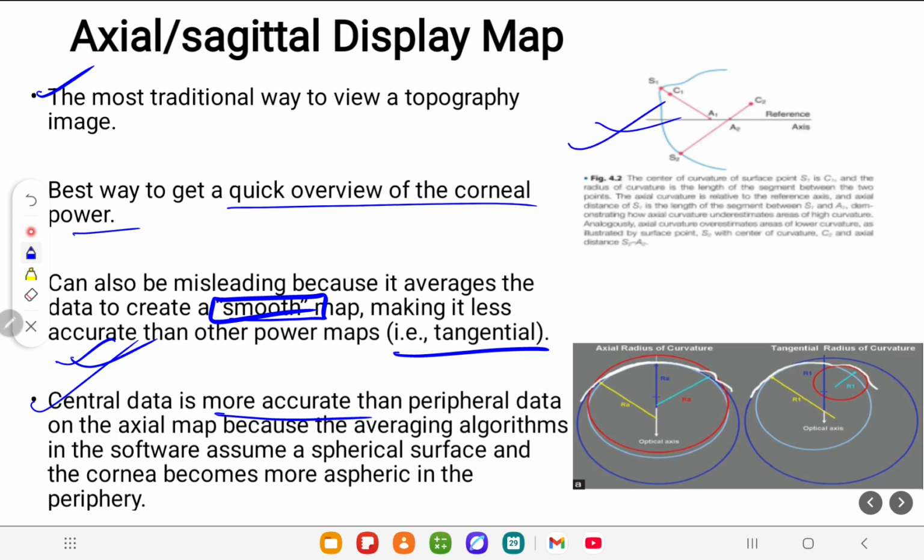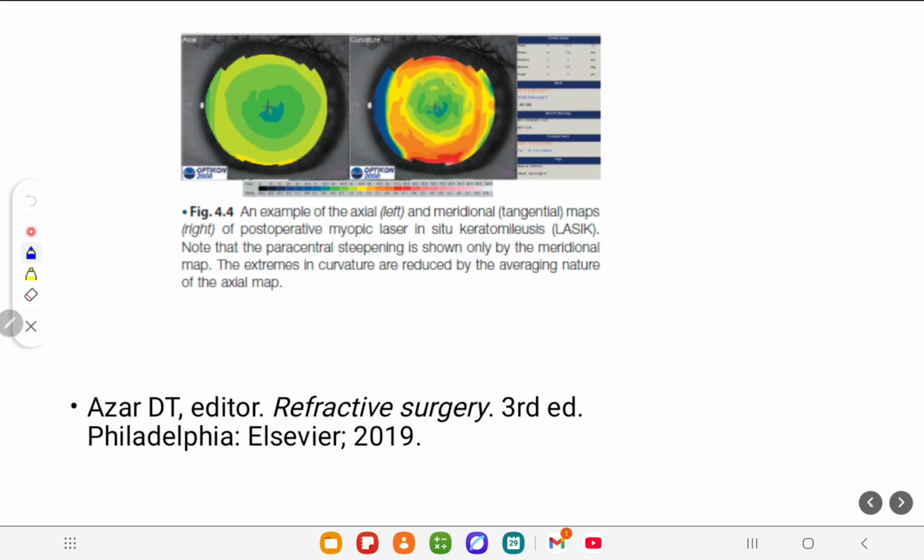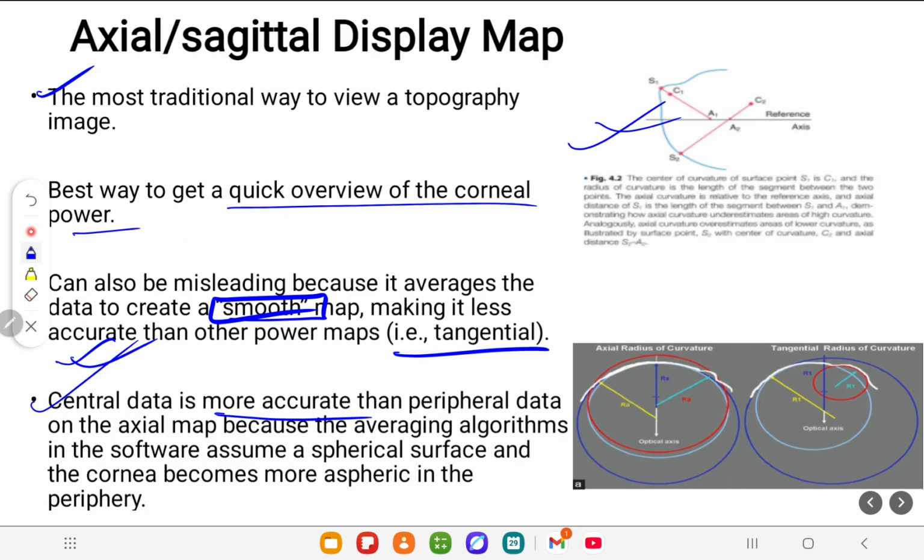So I'll explain this picture. I think I have this picture. No, I don't have it. Wait. Let me explain this picture. It's a very, very important picture. See, from S2, can you imagine if S2 actually has a radius of curvature like this C2?